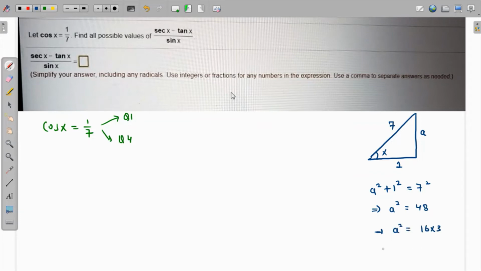Why am I writing it as 16 times 3? Because if we take square root both sides, the root of 16 is just 4 and root 3 remains as it is. So that's going to be 4 root 3.